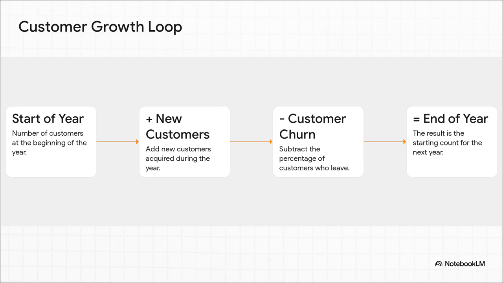So the logic here is basically a simple loop. You start with this year's customer count, you add your new customers, and then you subtract churn, which is just the percentage of customers who leave. Now that churn rate, let's say it's 15%, that's a constant, right? So you'd put that in a single cell and use an absolute reference, something like $B$3, so you can just drag your growth formula down for all 10 years and it'll never, ever break.